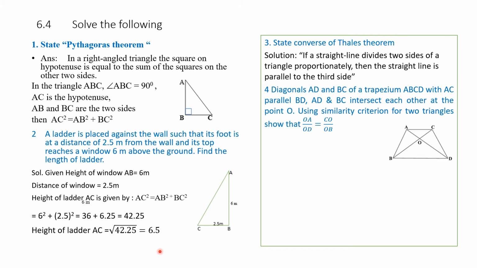Fourth problem. Diagonals AD and BC of a trapezium ABCD with AC parallel to BD intersect each other at point O. Using the similarity criterion for two triangles, show that OA by OD is equal to CO by OB. So, please see the figure here. ABDC is a trapezium.